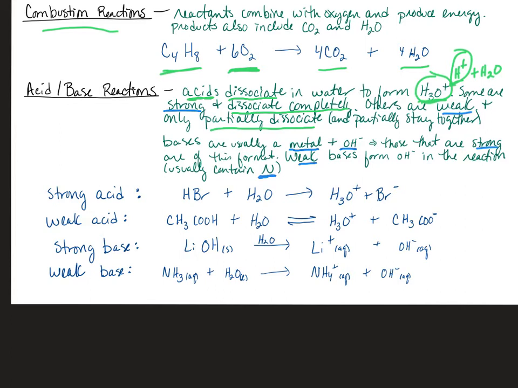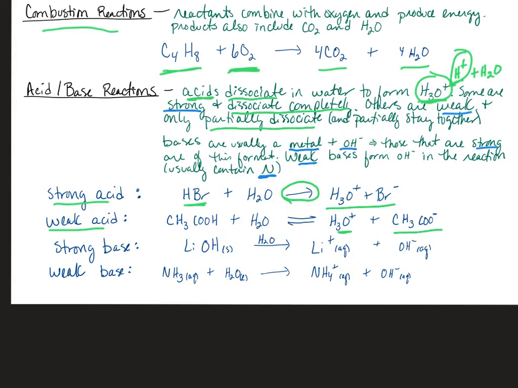So I wrote out some reactions for you down here. A strong acid might be an example, just HBr, and see how it goes to H3O+ and Br-. Here's the big part. See how this arrow goes in one direction? That means it fully happens. The reaction fully happens. Versus a weak acid, it still produces H3O+ and an anion.